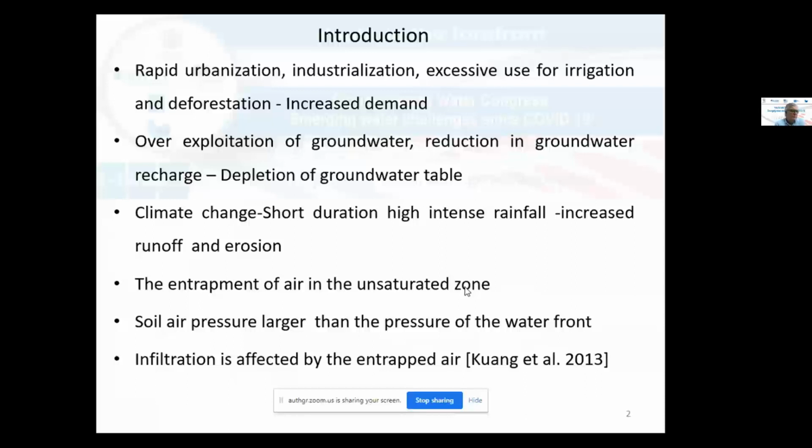Another problem that is faced is the entrapment of air in the unsaturated zone during infiltration in shallow water table aquifers. That is, during infiltration, if the wetting water front pushes the air in the unsaturated zone downwards, and if the air pressure is larger than the water pressure of the wetting front, it will create an air entrapment in the unsaturated zone. That entrapped air will hamper the infiltration rate.